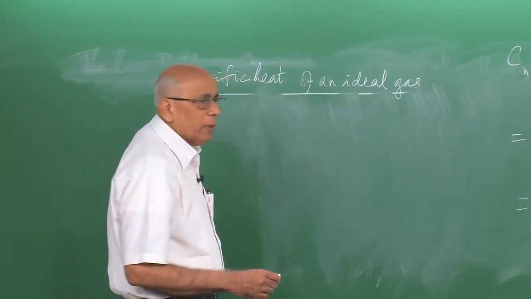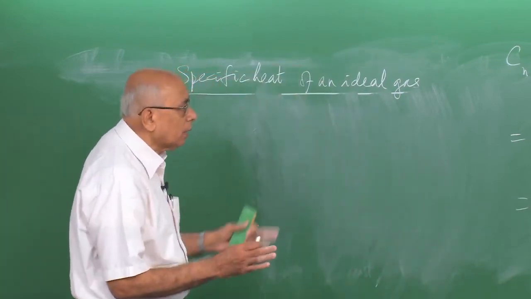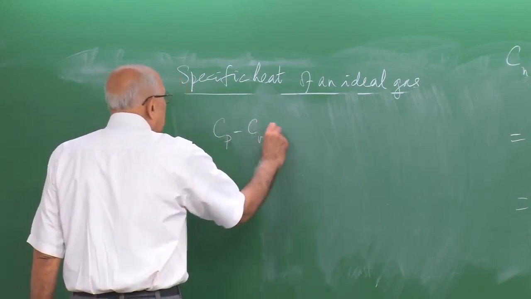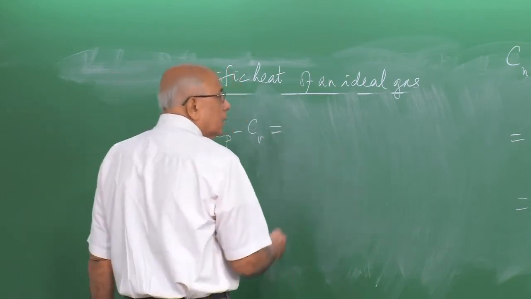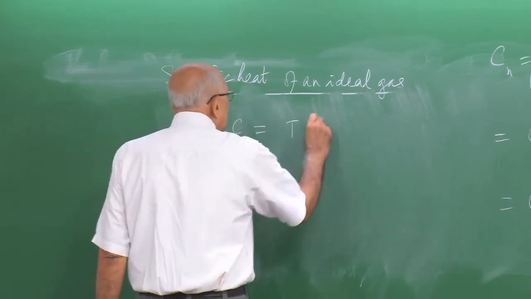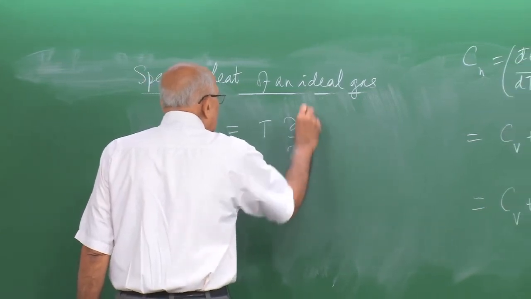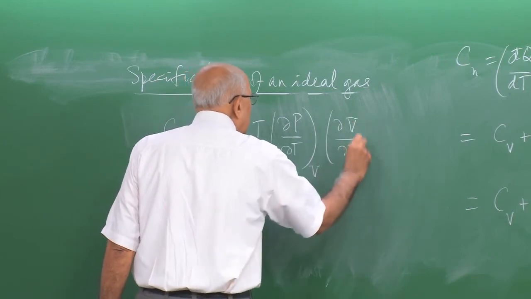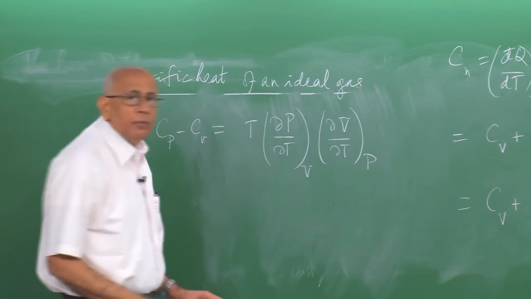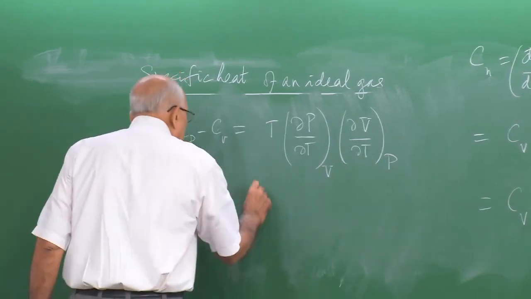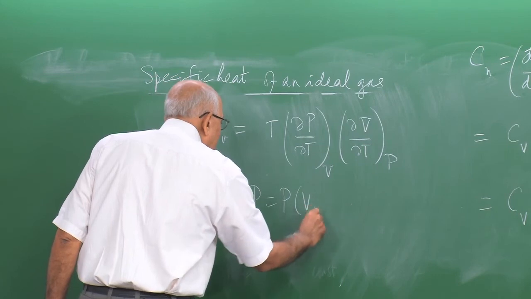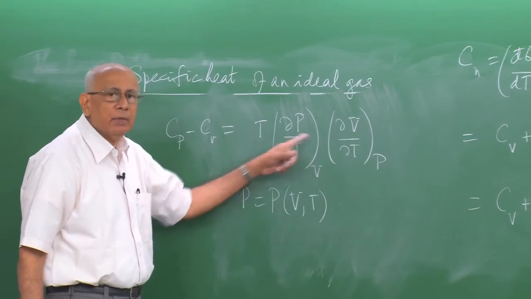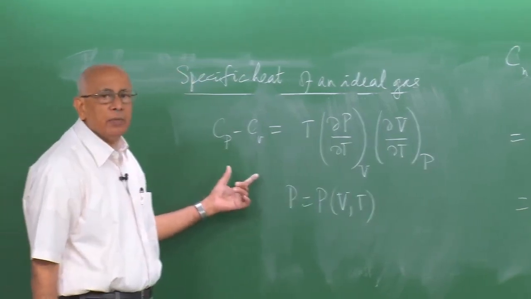This requires a little bit of partial differentials and so on, playing around with these differentials, but in general it turns out that Cp minus Cv is equal to T times (∂P/∂T) at constant volume times (∂V/∂T) at constant pressure. In other words, if you give me the equation of state, which corresponds to saying that you give me P as a function of V and T for a given amount of the gas, then I can compute these partial derivatives, and that is what Cp minus Cv is in general.